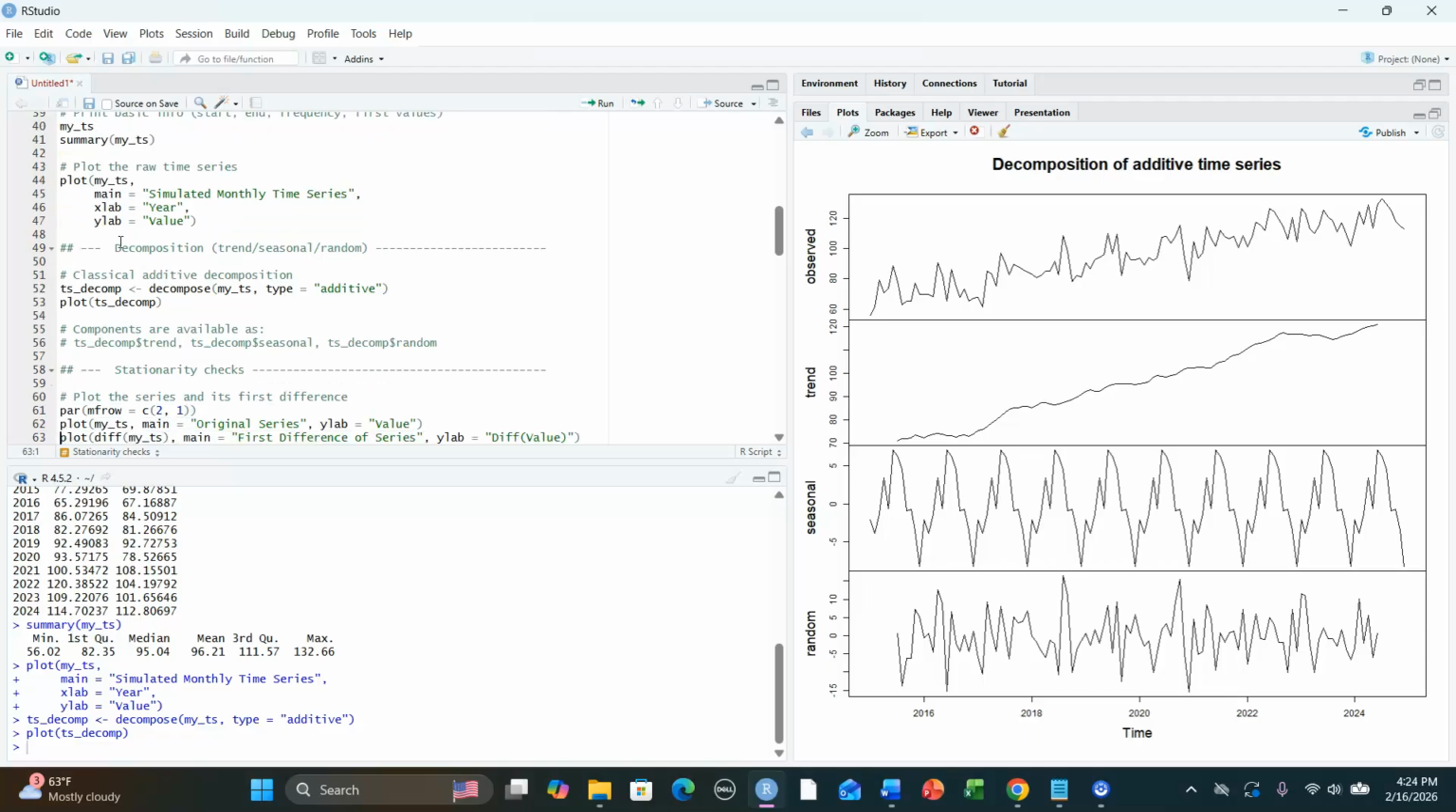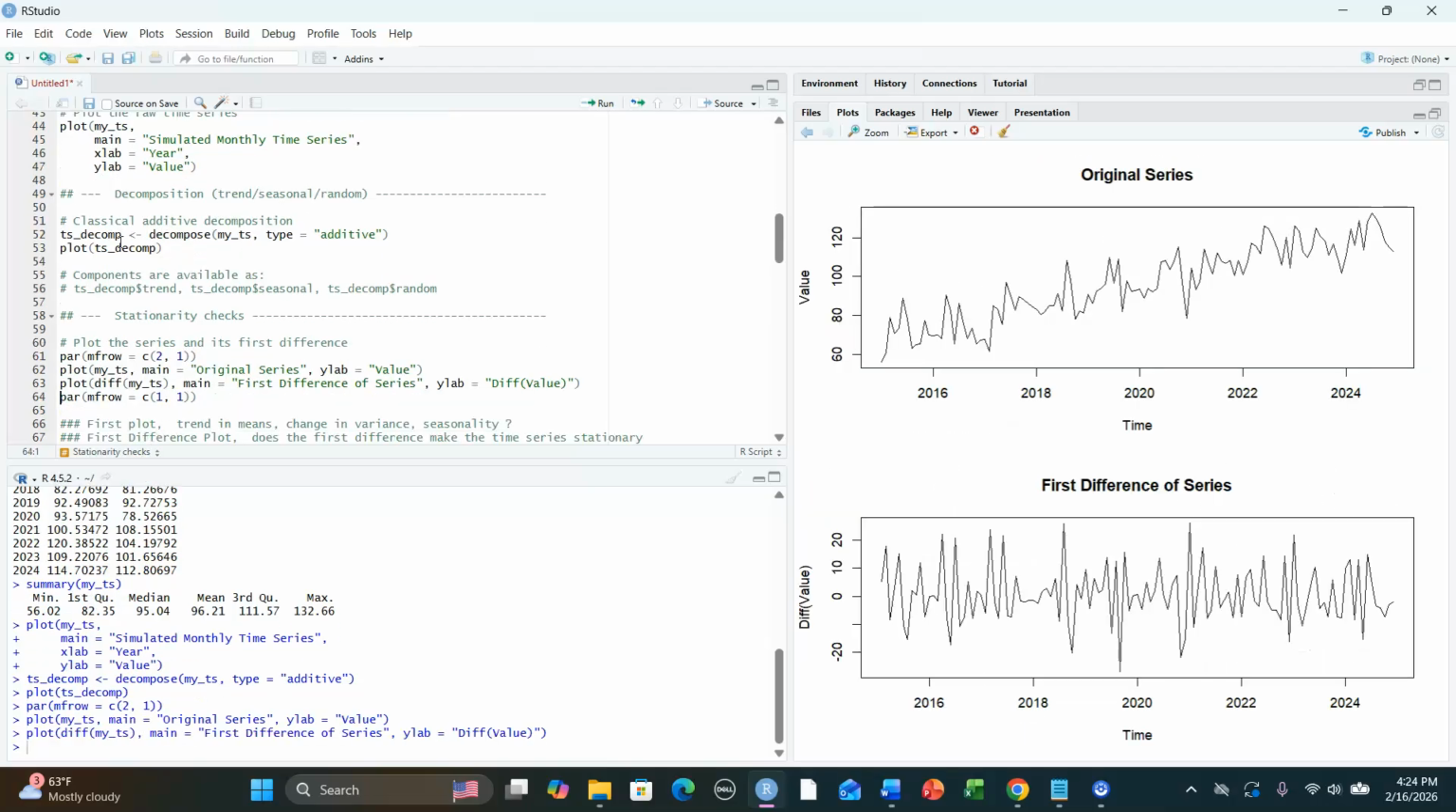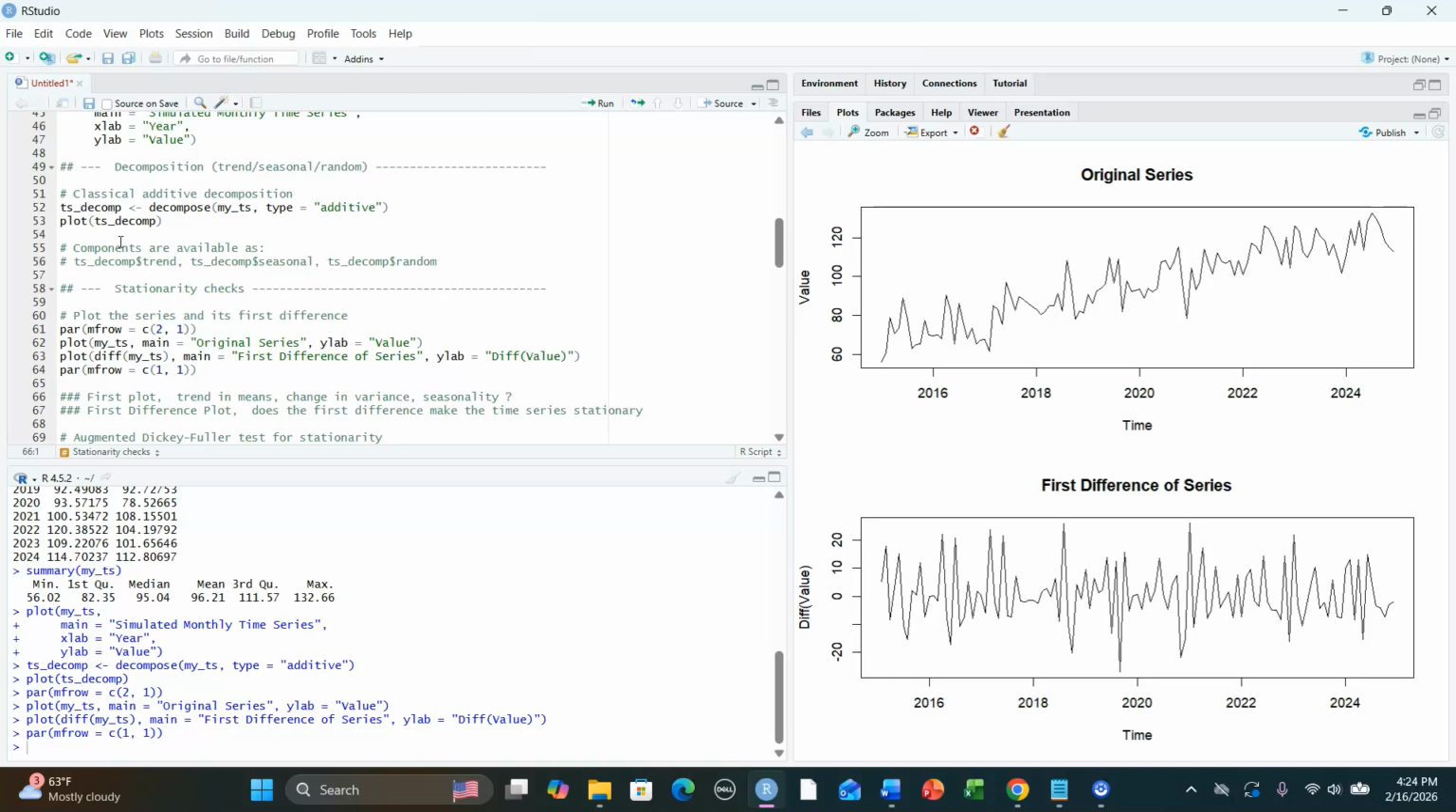Okay, and R has functions for stationarity checks, whether the time series is stationary or not. First, we can just plot out the original time series, and then we can also plot out the first difference of the series. So the first difference is the current value minus the previous time point value.